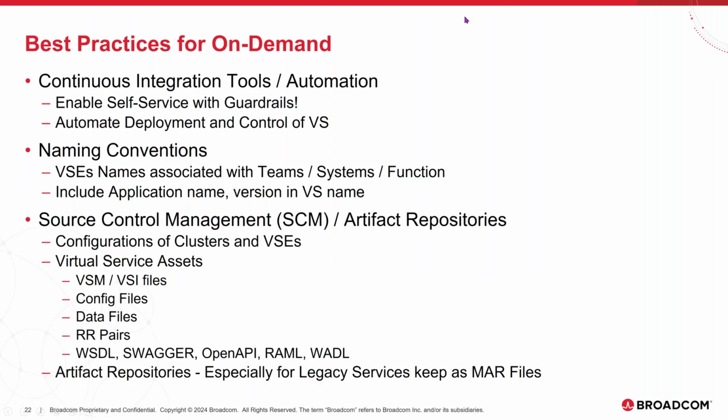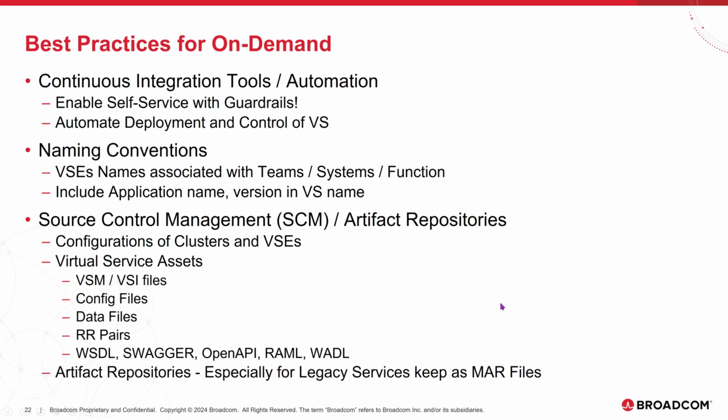What are some best practices? Use your continuous integration tools and automate. You can enable self-service with guardrails. The Jenkins pipeline I showed, any kind of pipeline will do. You can have those with certain parameters that come into it, and the other ones are set in. You as the center of excellence can control those. So you can give guardrails, but you can enable self-service. You can automate the deployment and control of the virtual services.